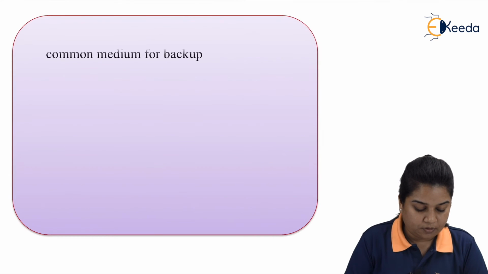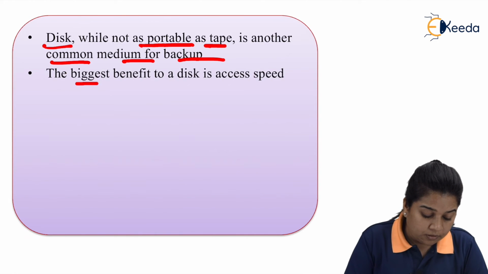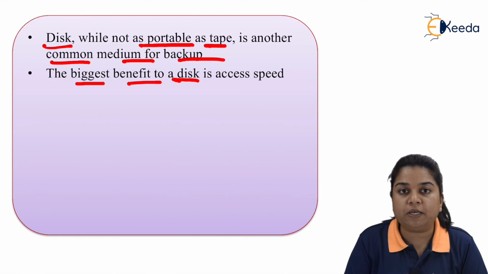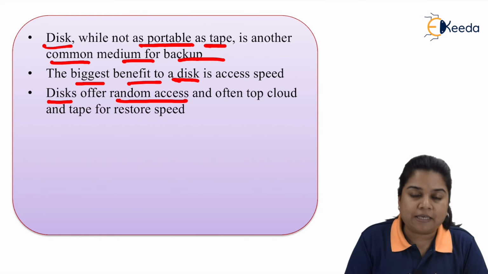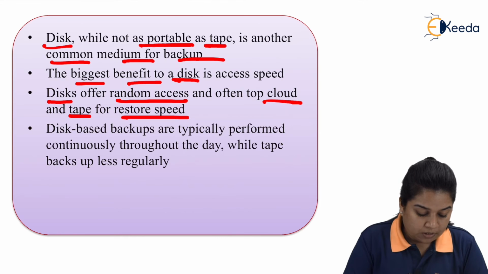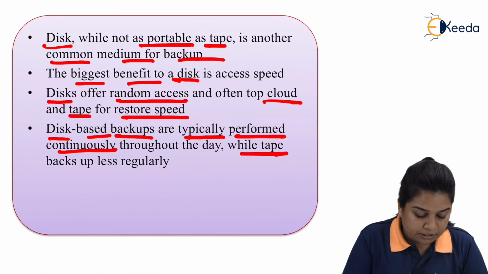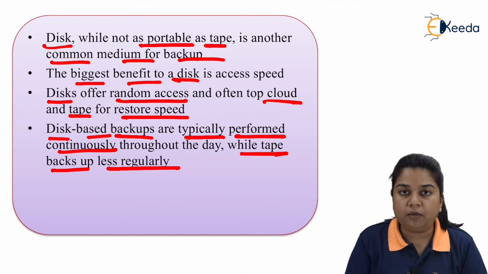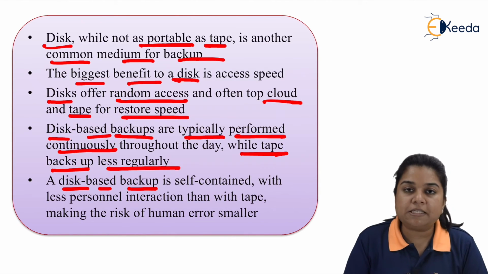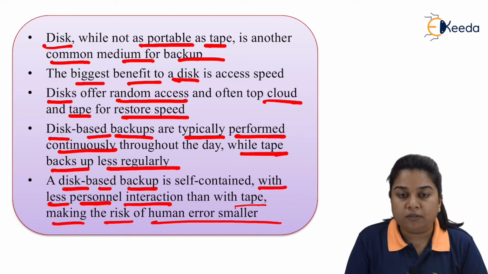Disk, while not as portable as tape, is another common medium for backup. The biggest benefit to a disk is access speed. Disks offer random access and often top cloud and tape for restore speed. Disk-based backups are typically performed continuously throughout the day, while tape backup backs up less regularly. A disk-based backup is self-contained with less personal interaction than with tape, making the risk of human error smaller.